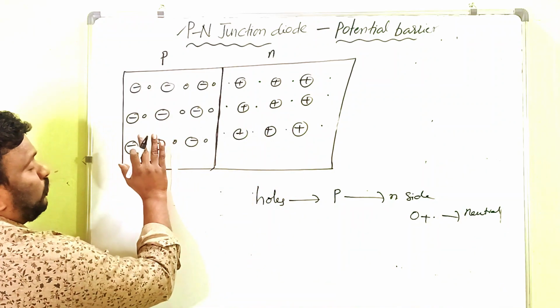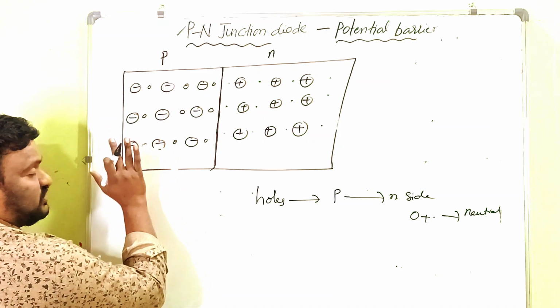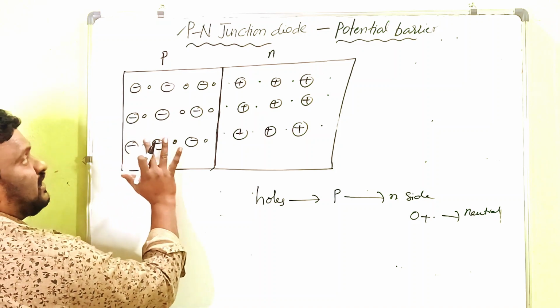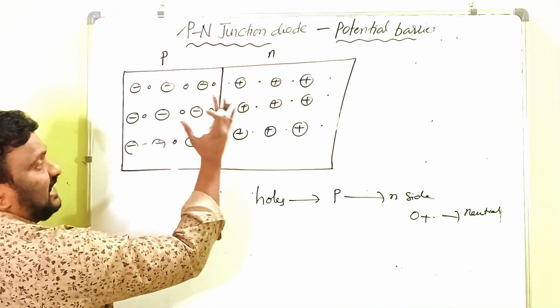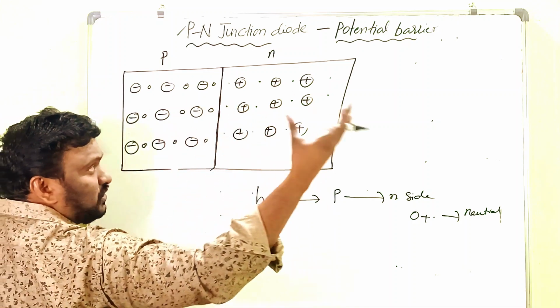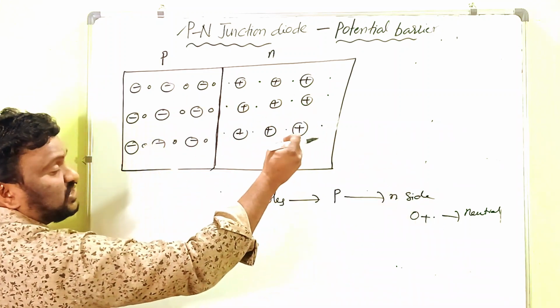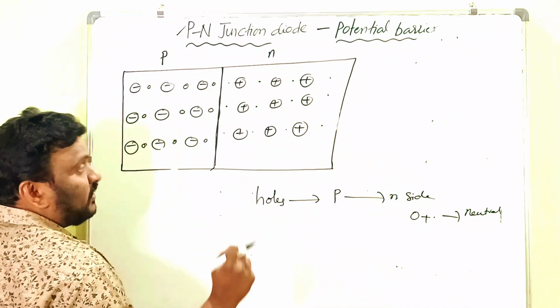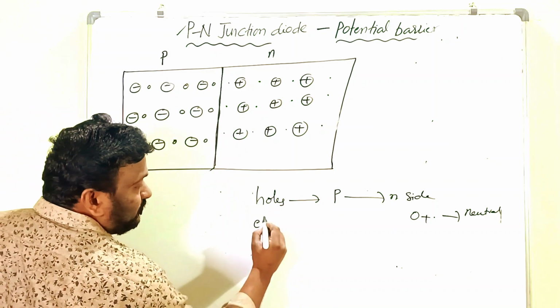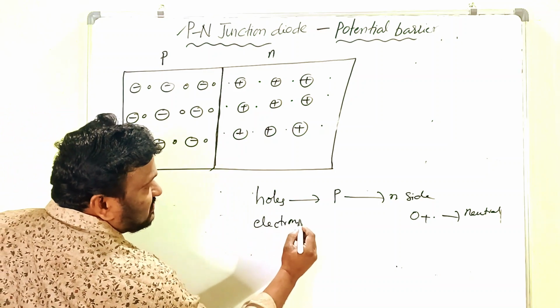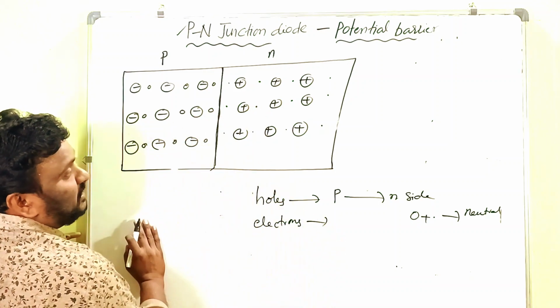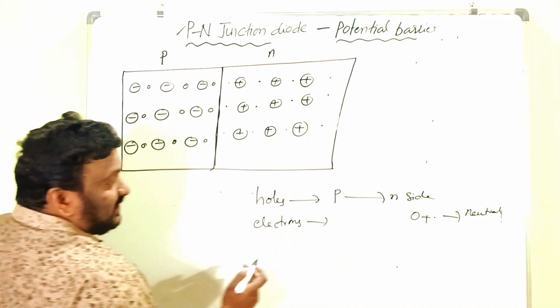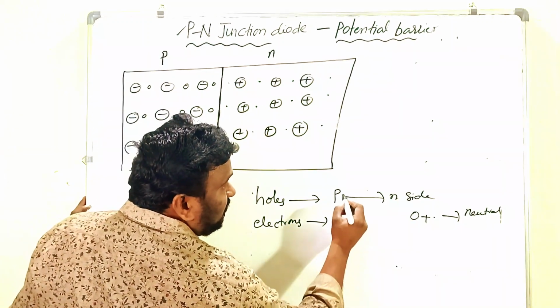Clear? The holes which are in the p-type want to move to the n side, and they want to combine with the negative-charge electrons and become neutral. And similarly, the electrons which are in the n-side material, the n-type material, move from here.